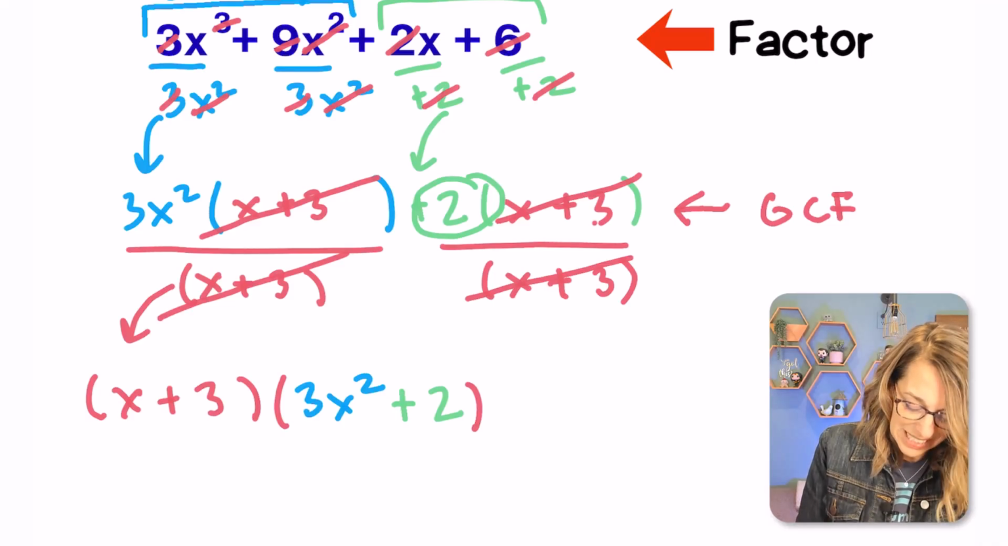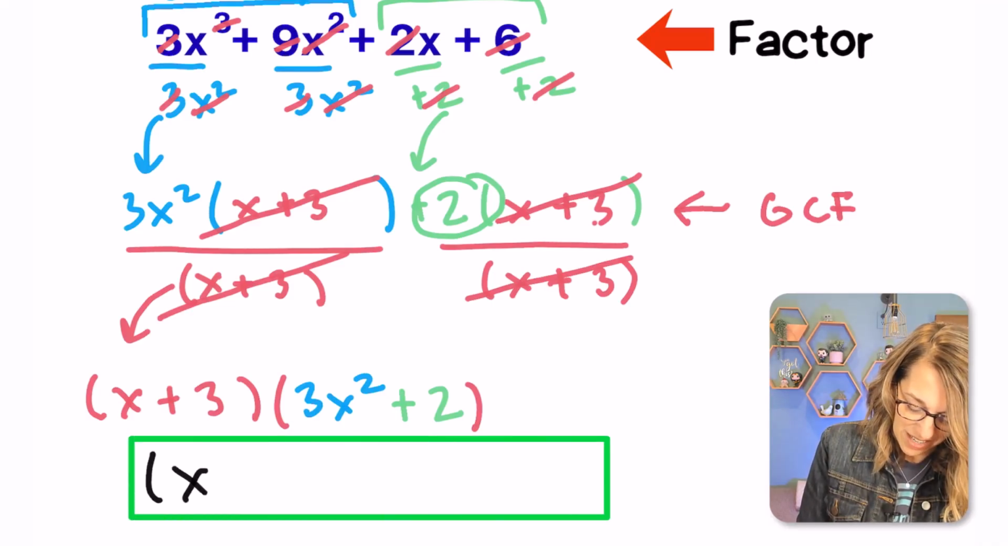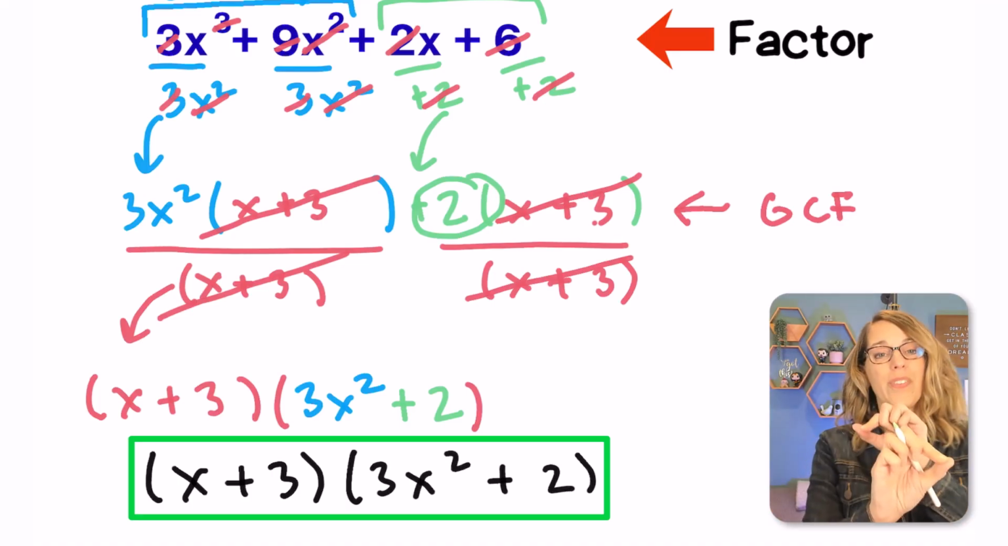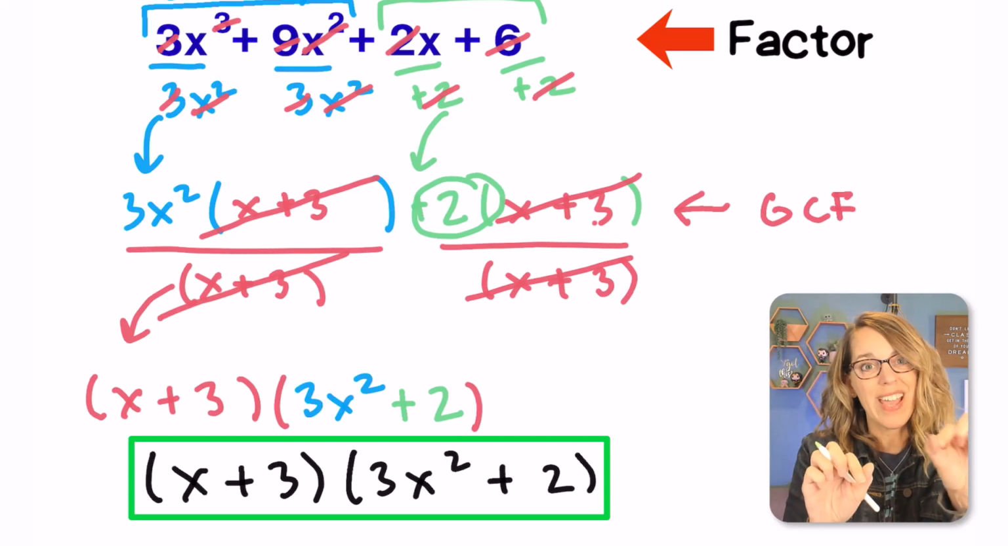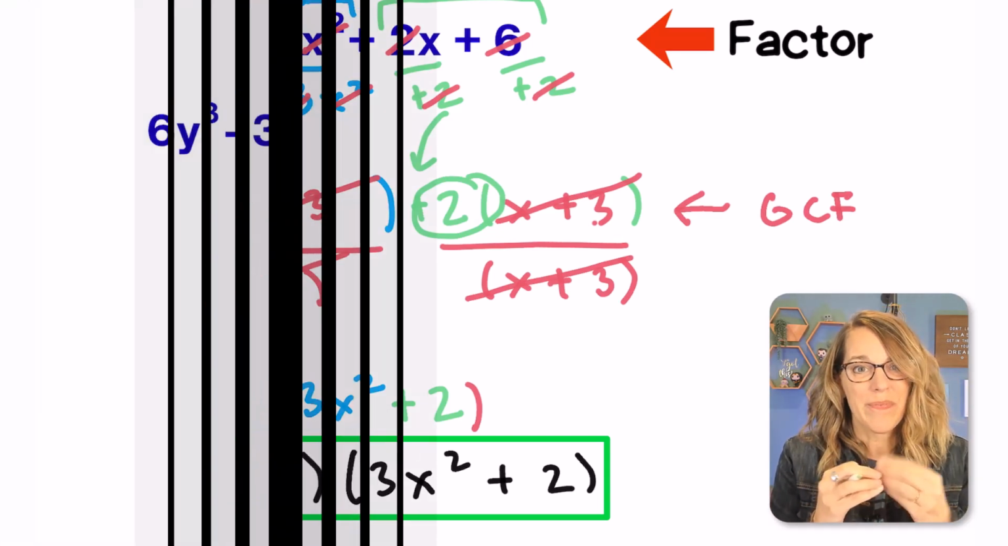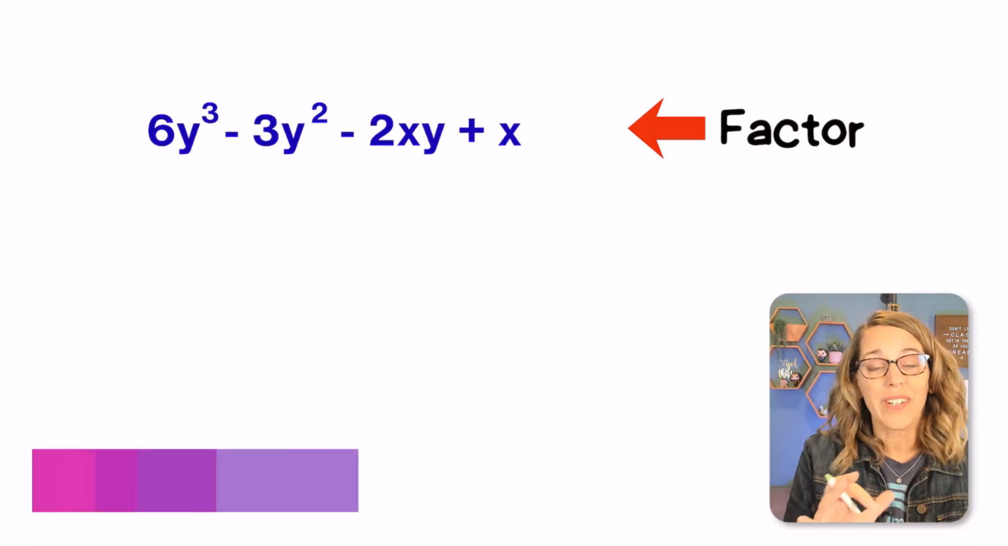This is our completely factored answer, x plus 3 times 3x squared plus 2. You can write it in either order with the x plus 3 in front or the x plus 3 behind. Let's get to that second example. Our second example starts out really similar.